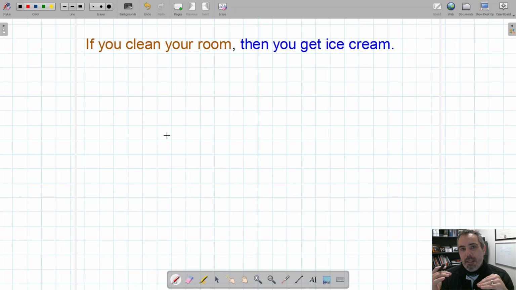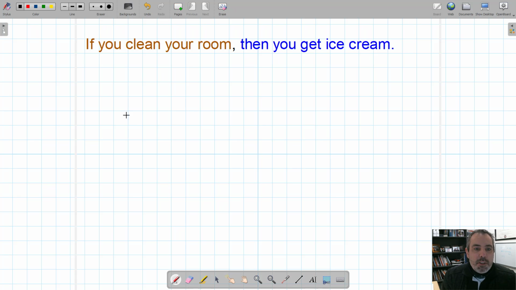So at the very beginning of this lesson, we take a look at how we take a statement like the one that you see here: if you clean your room, then you get ice cream. We recognize the parts of that statement, look at how to write it and rewrite it mathematically, and expand to how I can prove that this statement is true or false in a logical way.